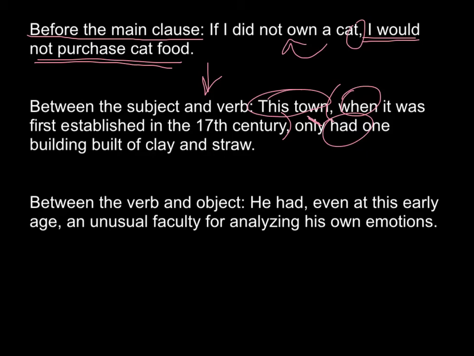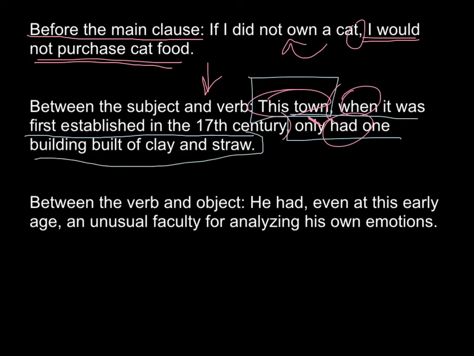And you need commas here to separate that, because these elements here, let me highlight them in blue. These are the essential parts of your sentence. Like, this is the main sentence. This town only had one building built of clay and straw. That's the sentence. This other stuff, which I'll circle here, all of this is an interruption of thought, okay? Dependent clause, not necessary.